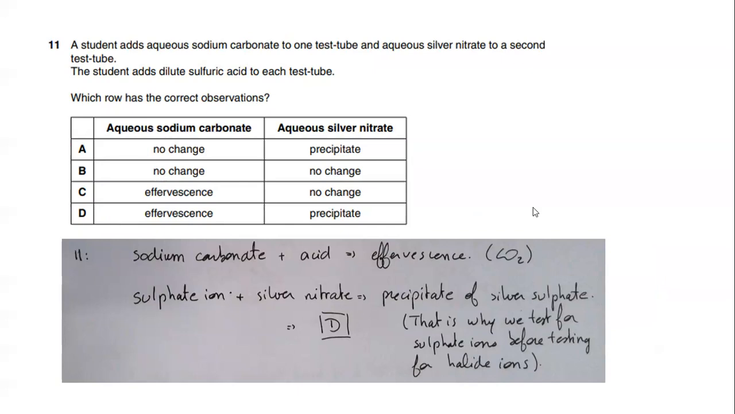And that's where we do the test for sulfate before we do the test for halides. Because if we didn't test for sulfate first and we had a precipitate adding silver nitrate, we're not sure if it's because of the halide or because of the sulfate. So you're always going to test the sulfate first.